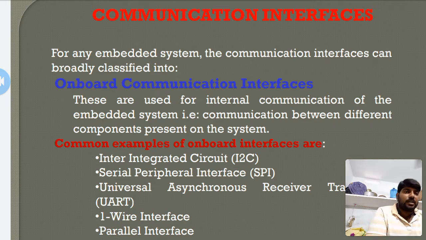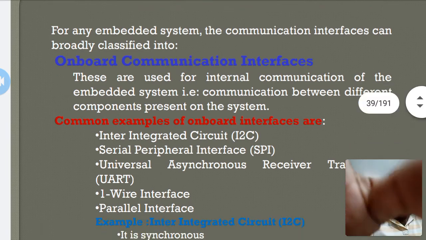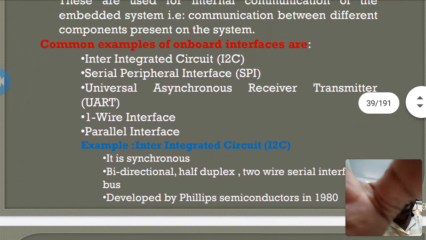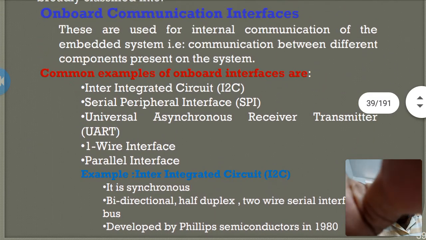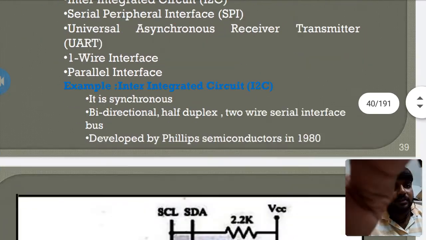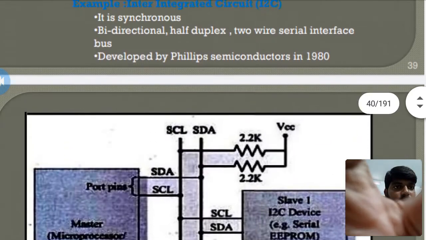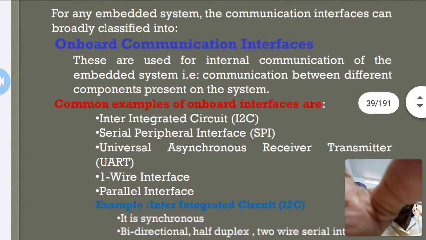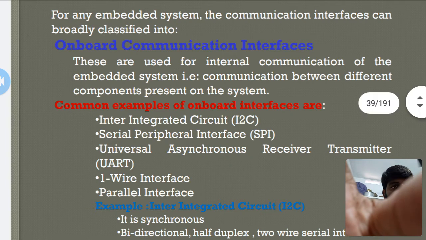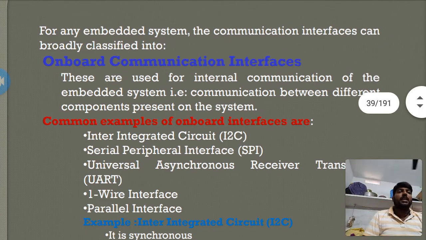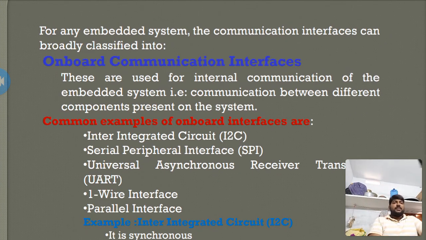In embedded systems, the communication interfaces can be broadly classified into two types: onboard communication interface and external peripheral communication interface. The first one is the onboard communication interface. These are used for the internal communication of the embedded system. So for internal device communication, we are using onboard communication.